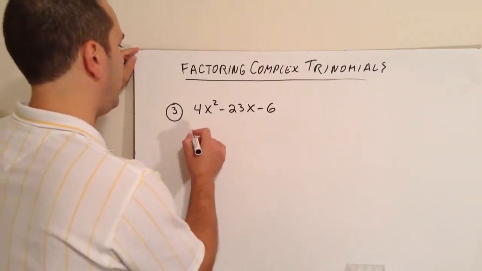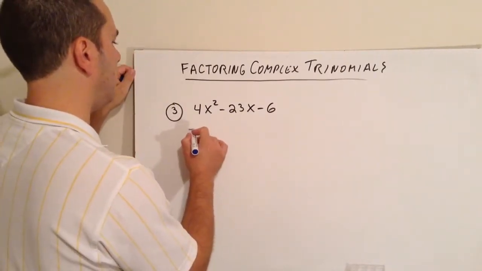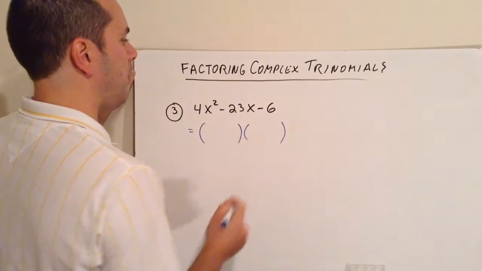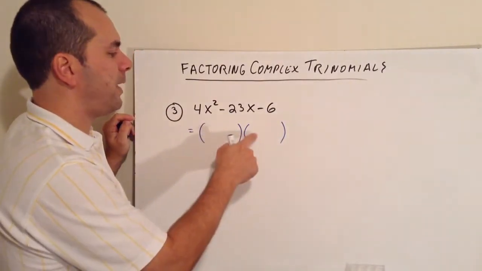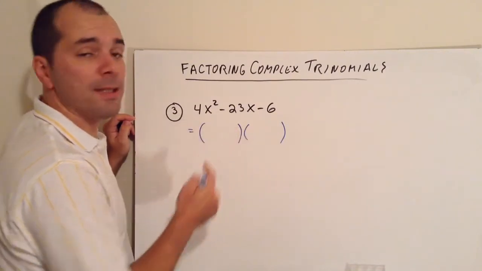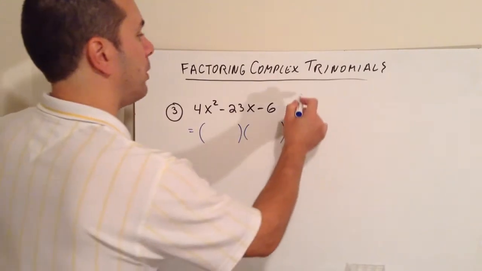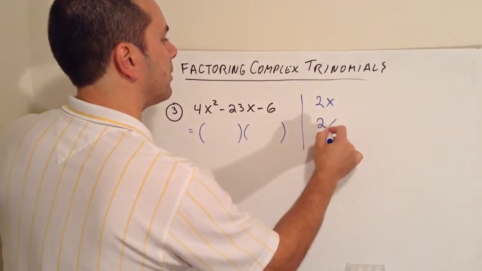So I know that I'm going to have two brackets, but this time I'm not so sure what it's going to be, because it could be 4x and x, or it could be 2x and 2x. I really don't know. So since this is trial and error, we're going to check. I'm going to go on the side. I'm going to just check for 2x and 2x.